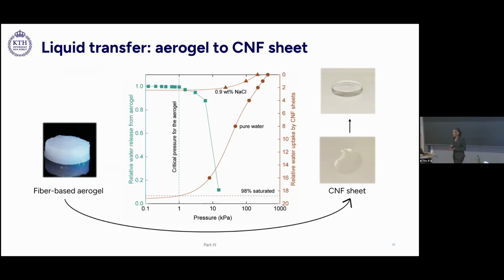And from this, we found that both in water and in a physiological saline solution, the swelling pressure reached by the CNF sheet is high enough to drain the aerogels. And even at a 98% saturation of the CNF sheets, they still reach above the critical pressure needed to drain the aerogel.